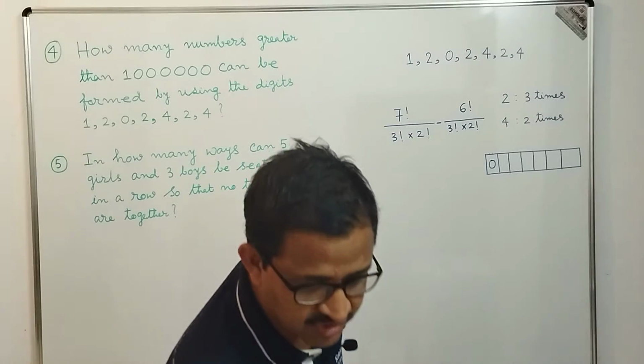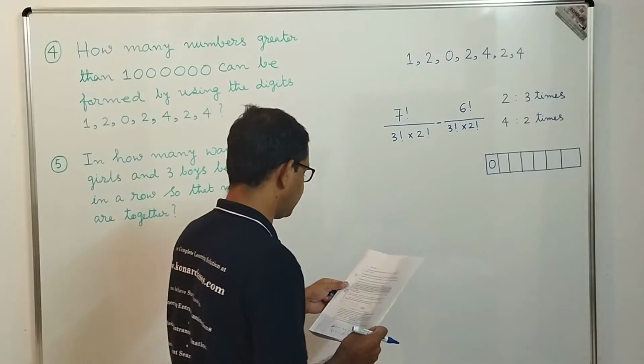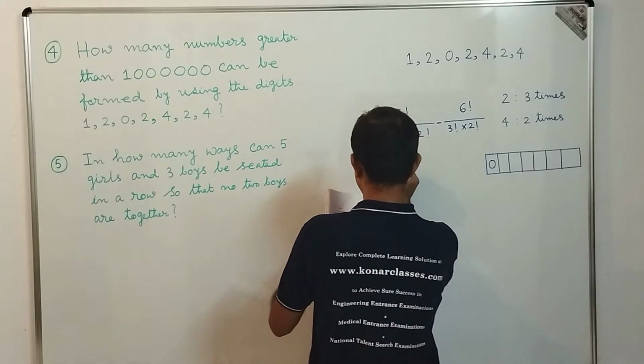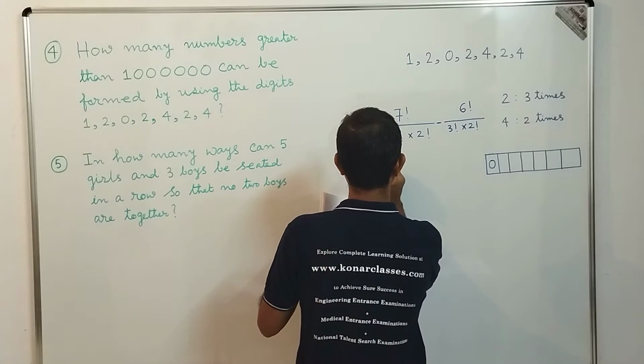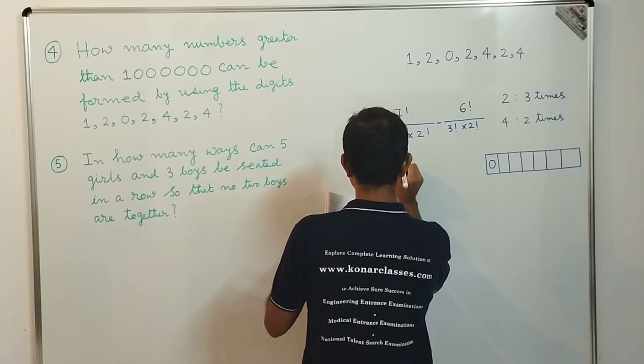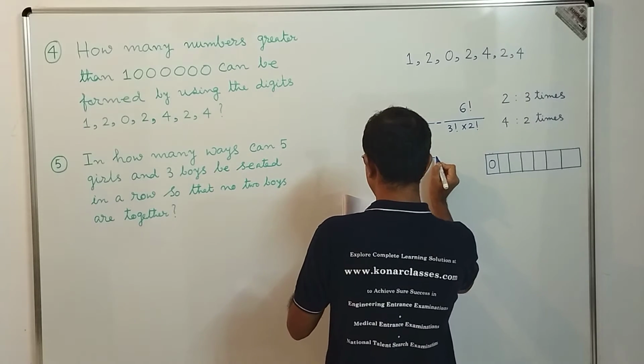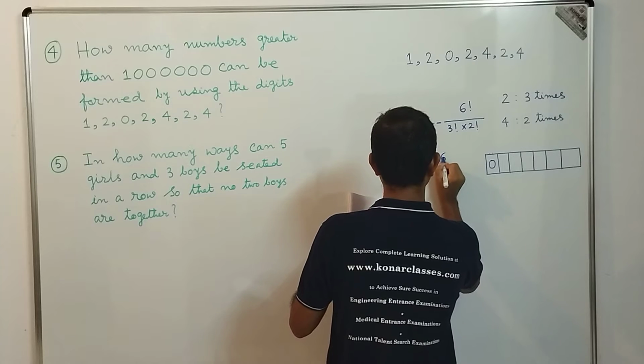Now if we compute this value, let me write it down. Factorial 7 by factorial 3 into factorial 2 becomes 420, and factorial 6 by factorial 3 into factorial 2 is actually equal to 60.